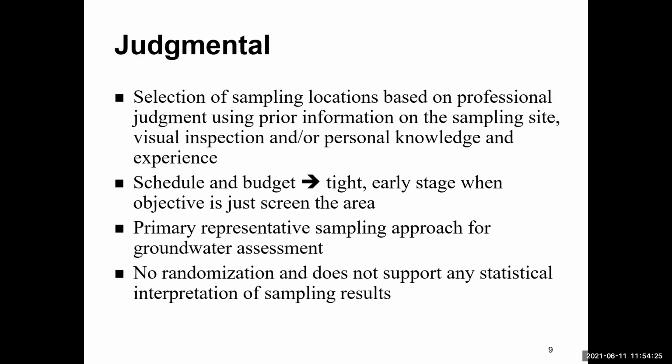First is judgmental. What is judgmental? The selection of sampling location based on professional judgment using prior information on the sampling site. Judgmental means giving the prior information. This is location-based information on the sampling site. Then visual inspection and personal knowledge and experience give the guidance. This is the judgmental part.